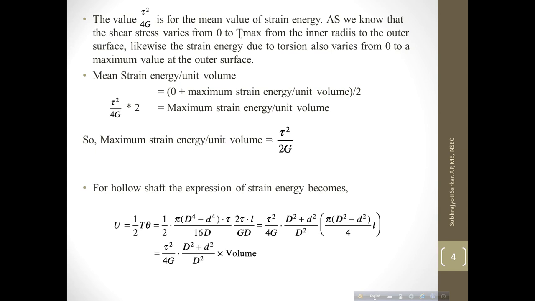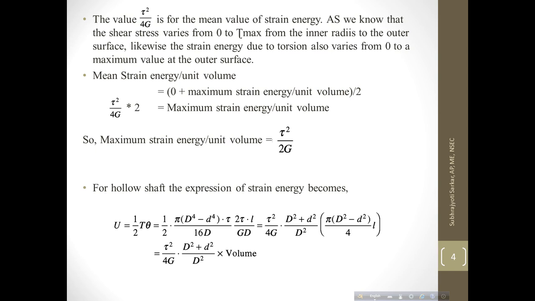Now this value for the hollow shaft, or the value of tau square by 4G for a solid shaft, is the mean value of the strain energy. As we know, the shear stress varies from the center of a shaft to the maximum radius or maximum diameter. That is, the shear stress is 0 at the center of the shaft and is maximum at the outer layers, that is at the outer radius.